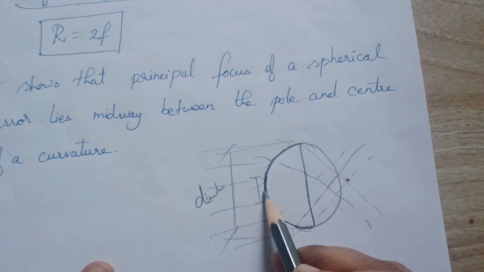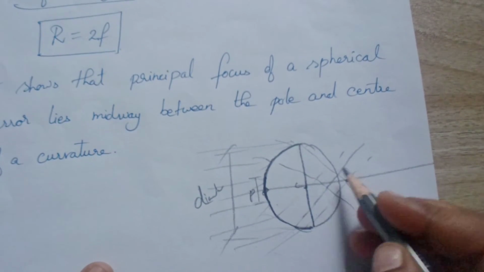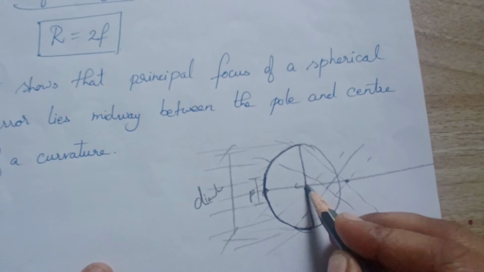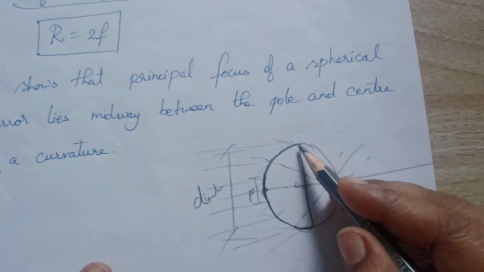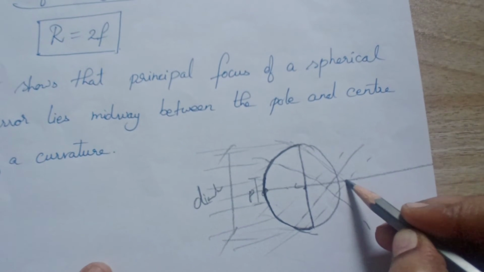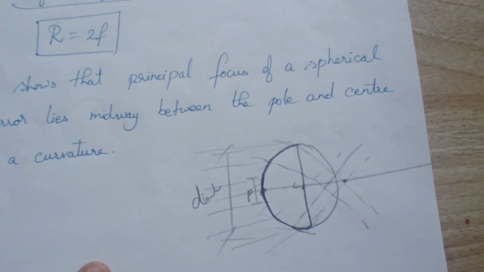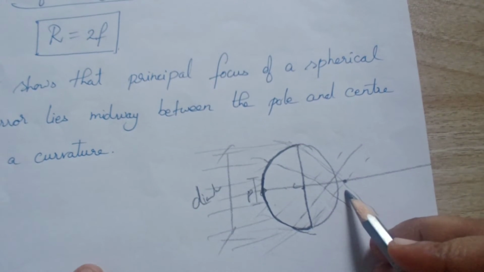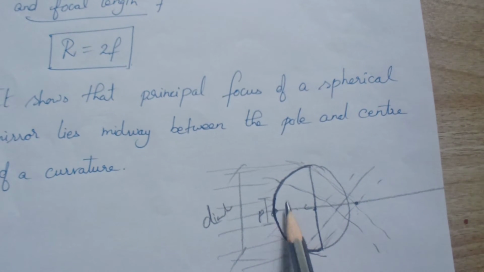You know that this is your pole and this is your center of curvature. The principal axis is there, and your principal focus point lies on the principal axis, right? It appears to converge, but in the case of a bigger aperture, you will not get a single focal point. It will not converge at a single point, and you will get only a blurred image. So we'll always prefer the smaller aperture, even smaller than the radius of curvature. Then it will easily converge.